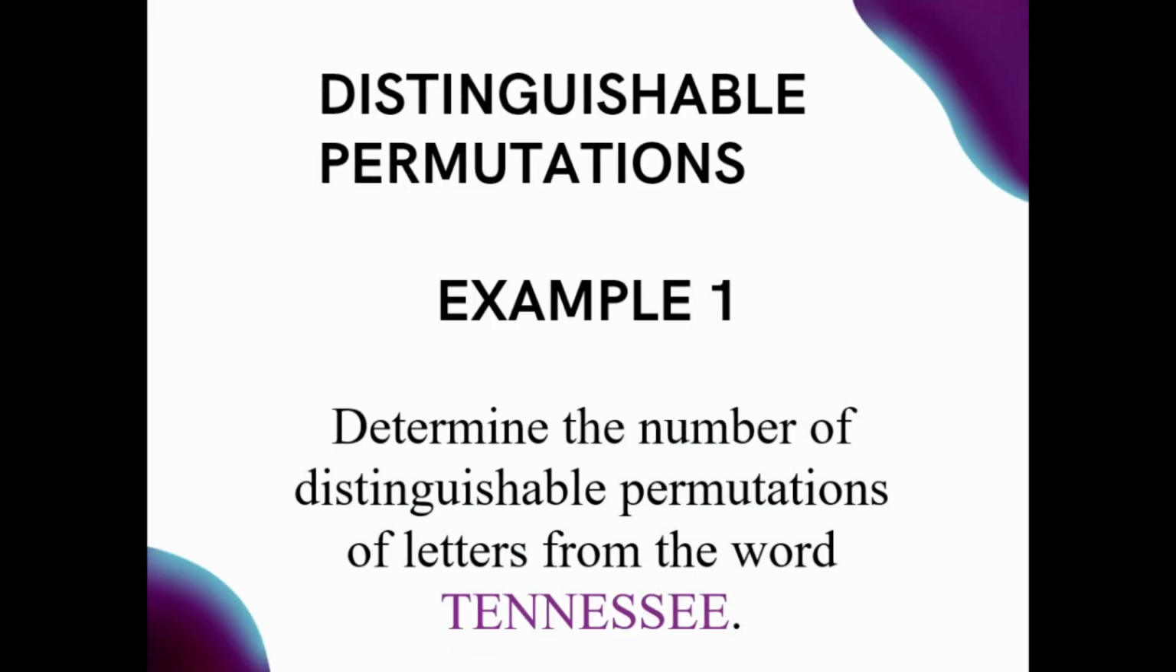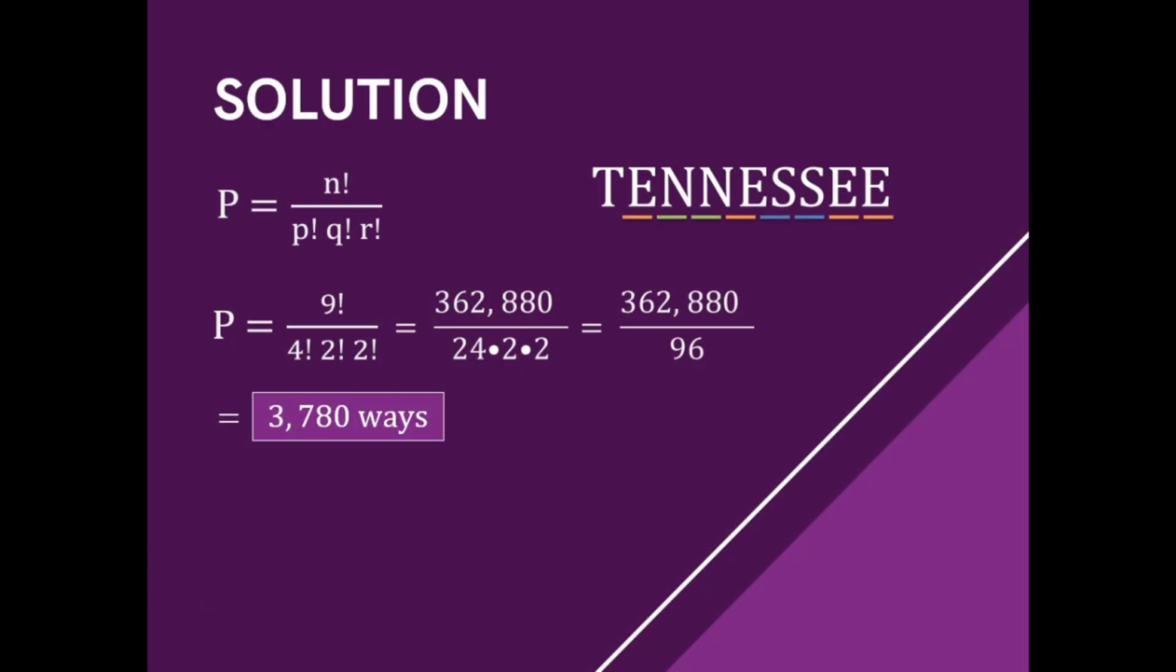Example number 1. Determine the number of distinguishable permutations of letters from the word Tennessee. This is an example of distinguishable permutation because some of the objects are similar. In the word Tennessee, the letter E comes 4 times, the letter N comes twice, and the letter S comes twice as well. We can now employ the formula for distinguishable permutations.